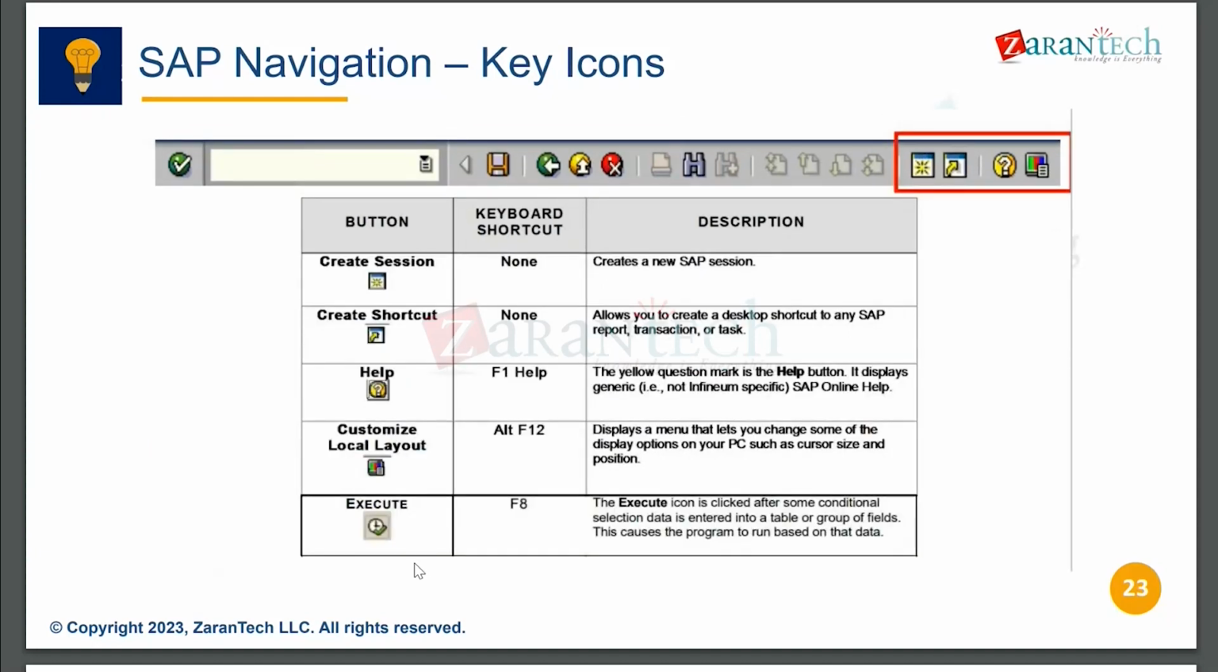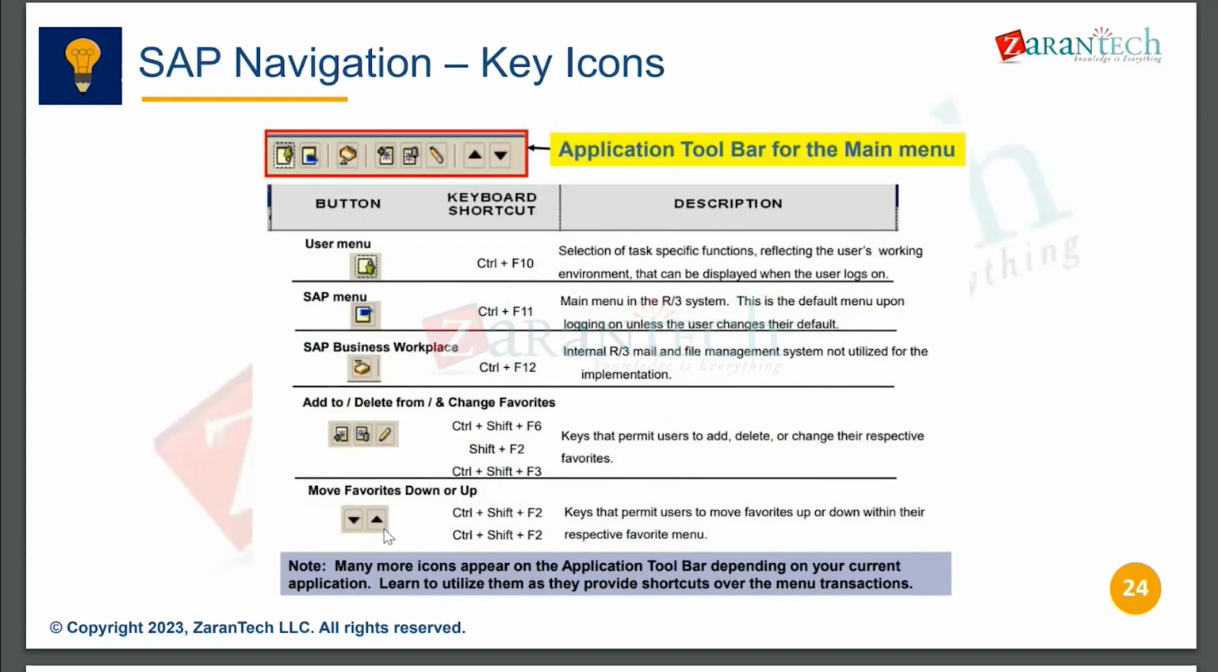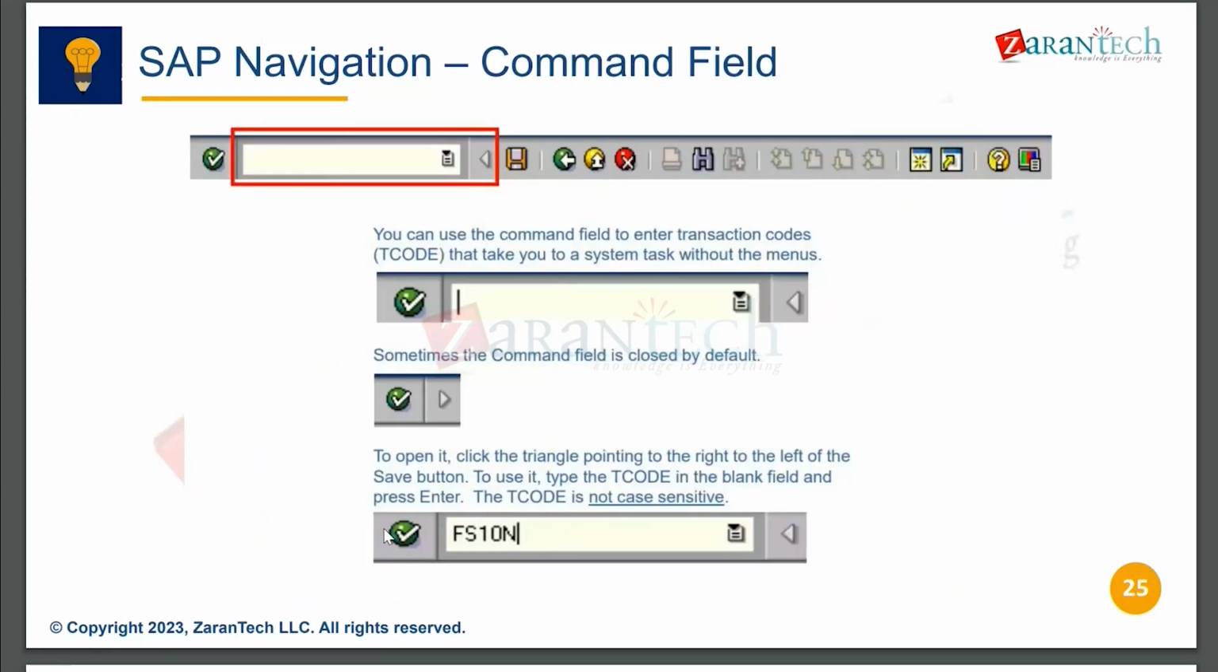And these are create session and create shortcut, if you want any help or want to customize your layout. This is the execute button for the reports. And this is the application toolbar, where you can see the user menu and SAP Business Workplace, where you can get workflow-related emails. You have some add and delete buttons, favorites, and move down buttons. And this is the command field, where you enter the transaction code manually to go to that particular session or business process.